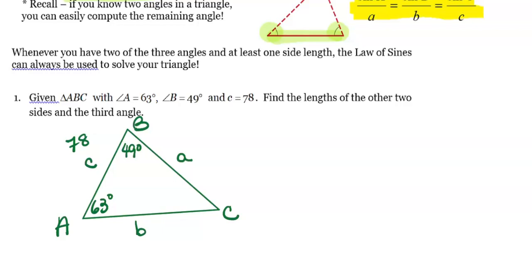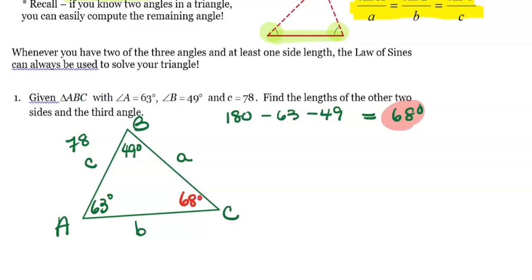So let's see how we're going to get started. We need a pair: an angle and the length of the side opposite it. So angle C is missing. But I can get angle C knowing that I have 180 degrees in a triangle. So subtract the two given angles from 180, and that gives you an angle of 68 degrees. I'm going to write that in red inside so that you know it came from a calculation. It was not a given.